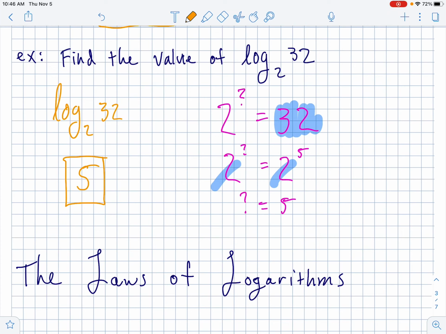There's no equal sign. I used an equal sign to help me figure out what it is, but you shouldn't write like x equals 5 or question mark equals 5. It's just like when you reduce a fraction. If you were to reduce a fraction, you wouldn't introduce an equal sign, you just reduce it. So log base 2 of 32 is 5.